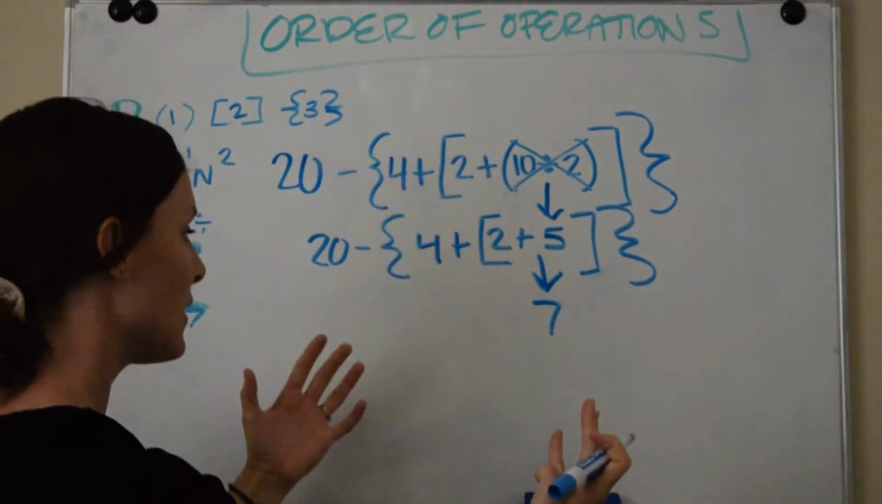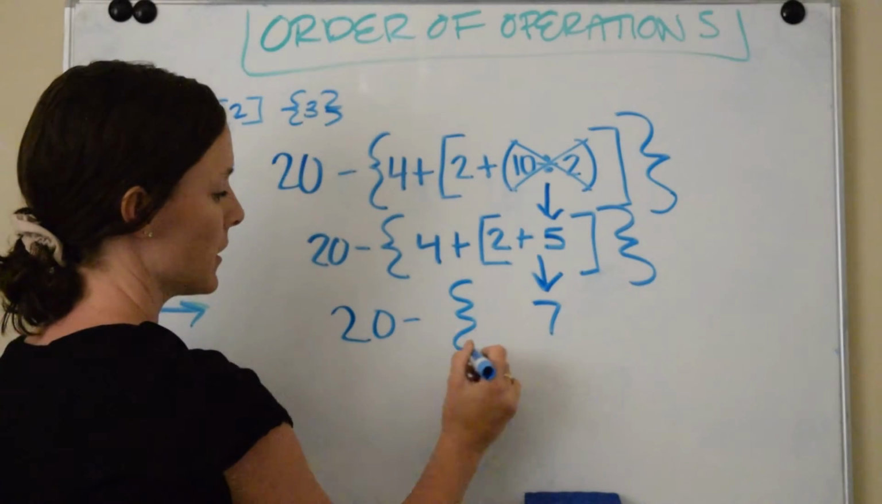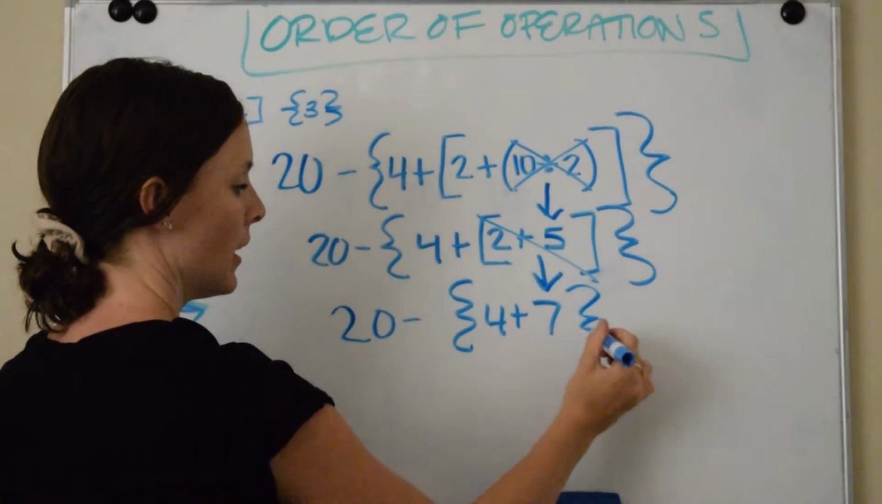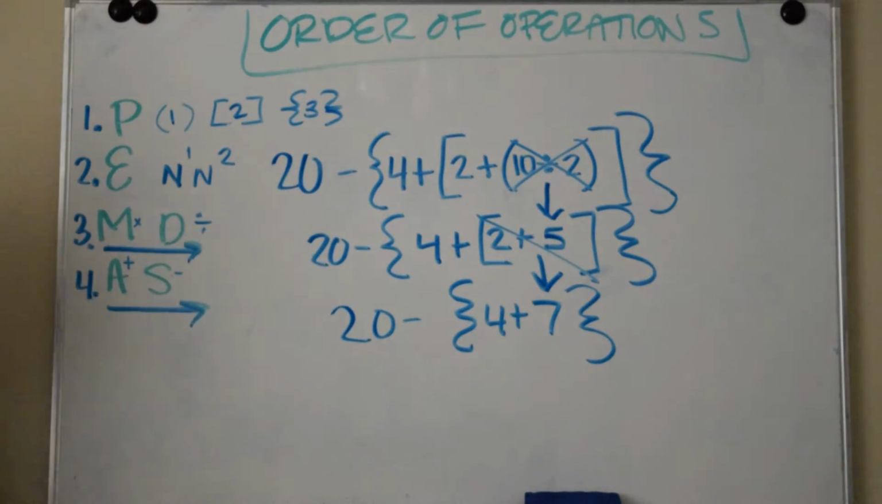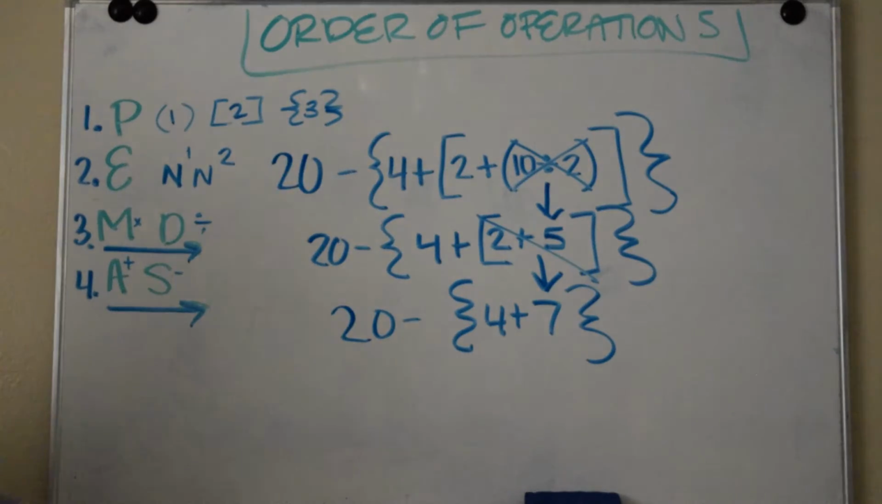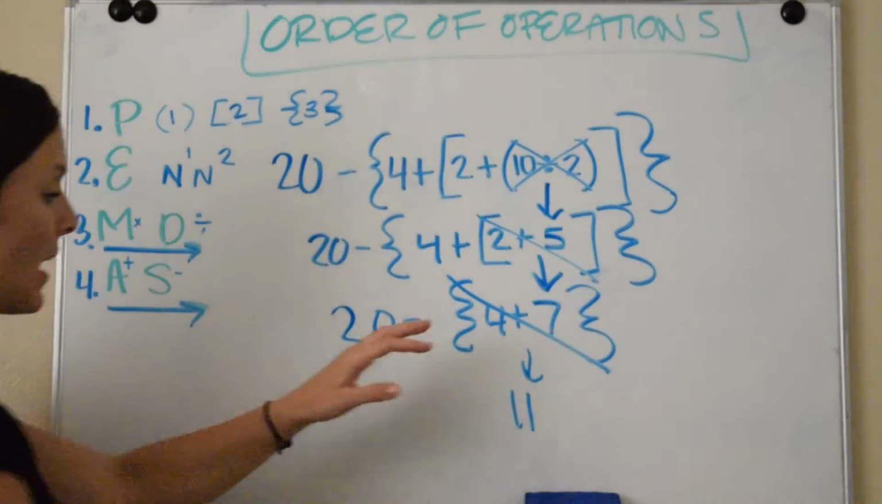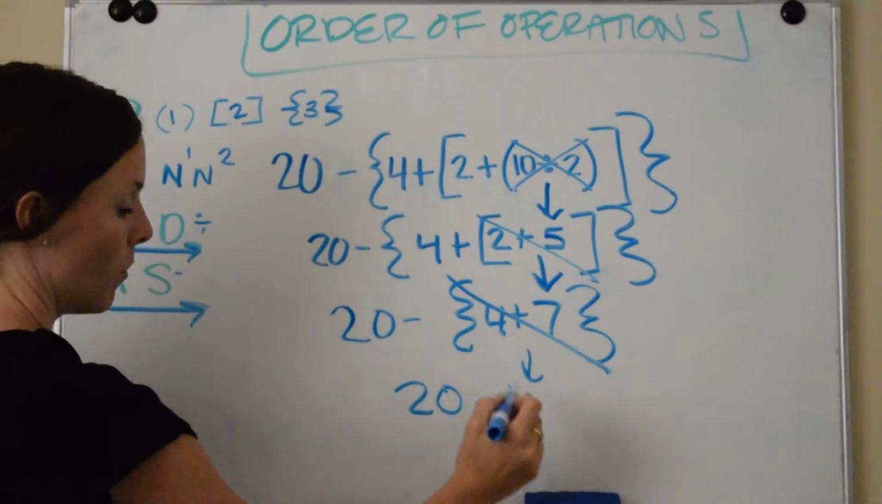Then bring everything down. 20 minus braces, 4 plus what I already solved, 7, and closed. Now these are called braces. I still need to solve what's inside there, which is 4 plus 7, which gives me 11. I already solved that, and I still have my 20 minus 11. Wow.